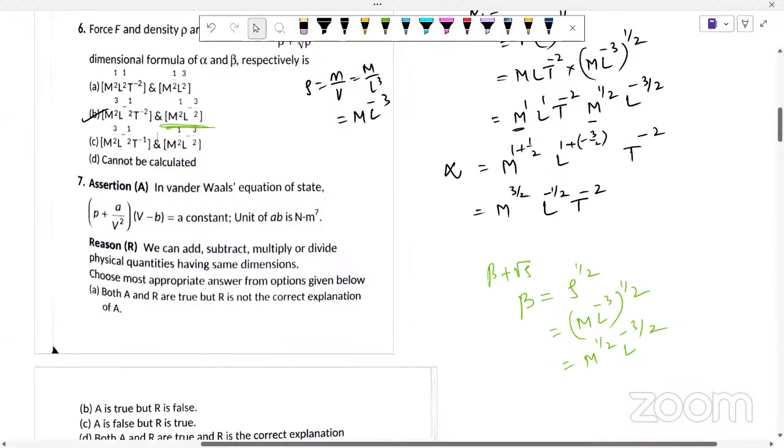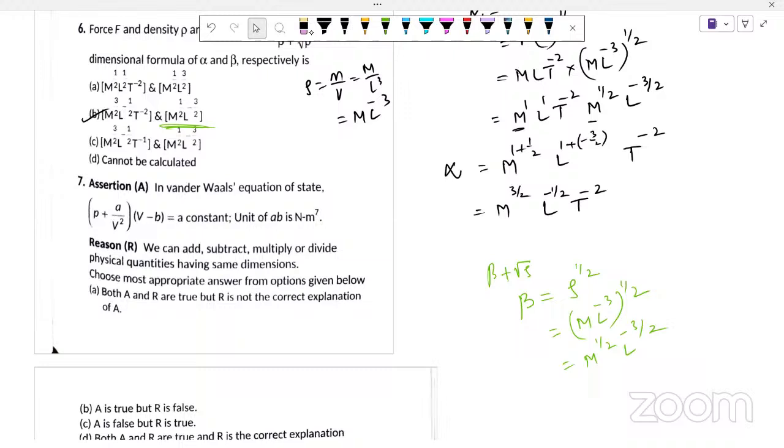चलो very good. Question number 7 देख लीजिए बेटा जब तक. In Van der Waals equation of state, (P plus a by V squared) into (V minus b) is equal to constant. Unit of a into b is newton meter to the power of 7 दे रखा है. Reason दे रखा है: we can add, subtract, multiply, divide the physical quantity having the same dimensions.